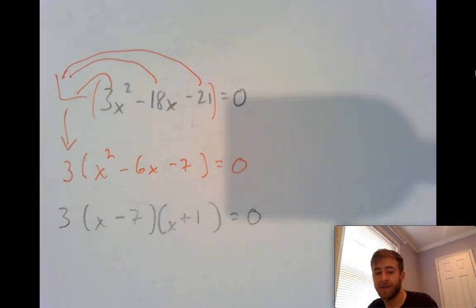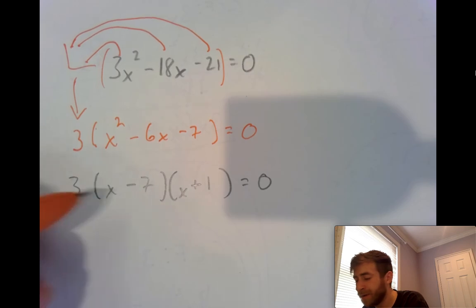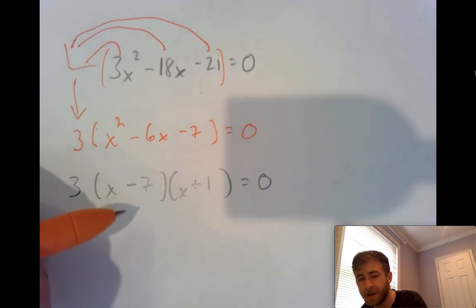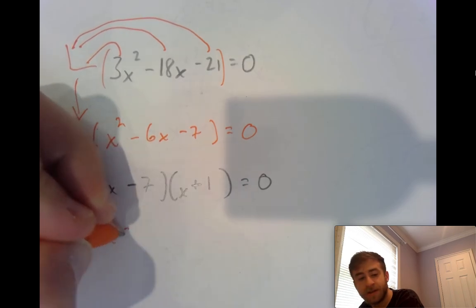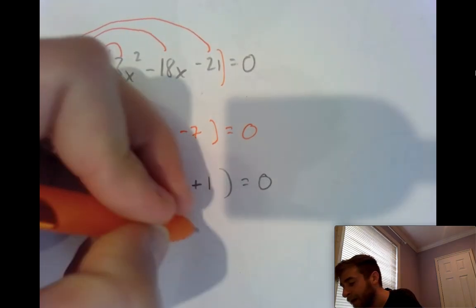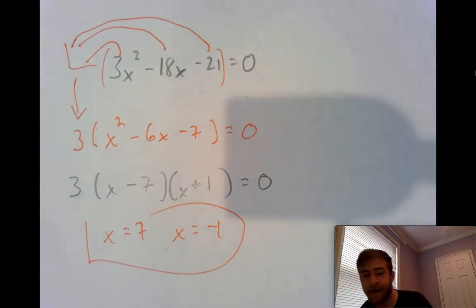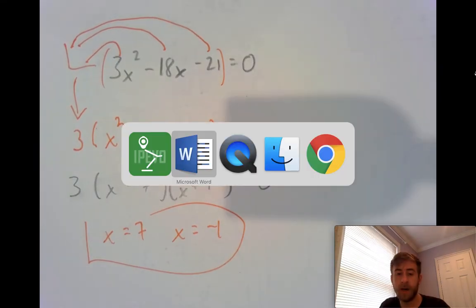Now we have the factored form. Even though there's 3's out in front, the only things that are going to make this expression here 0 is going to be if I make x equal to a positive 7 or x equal to a negative 1. So those are my solutions for it.